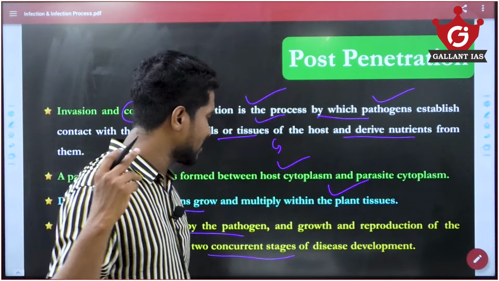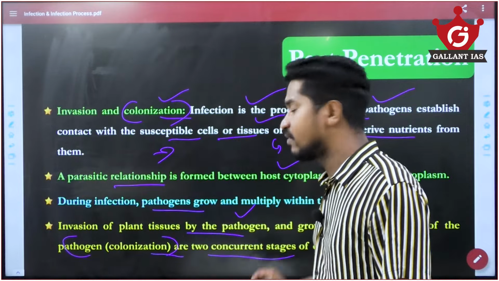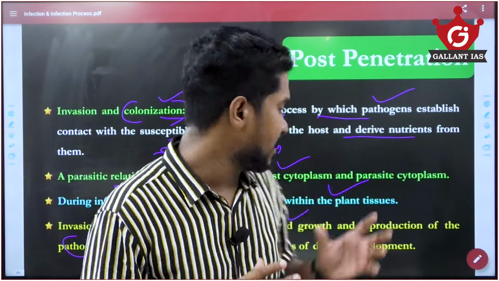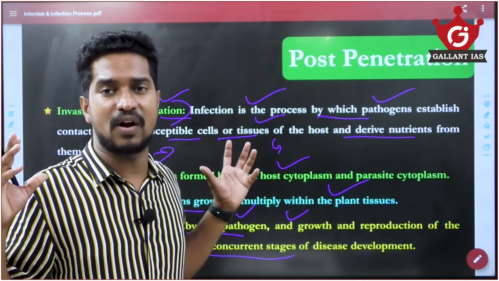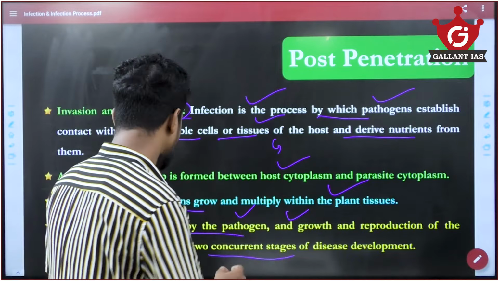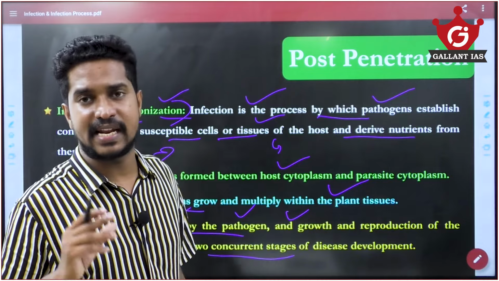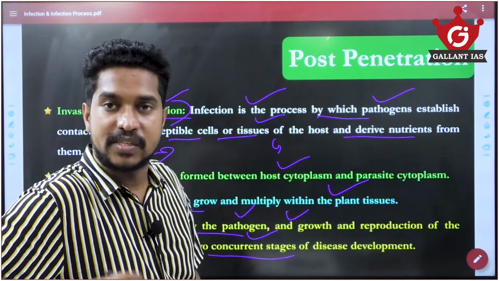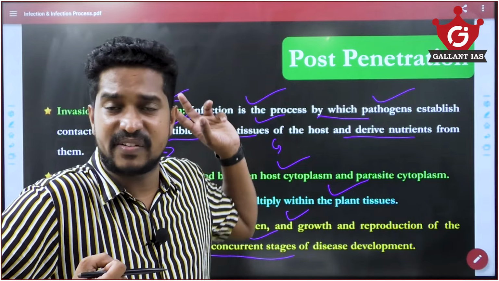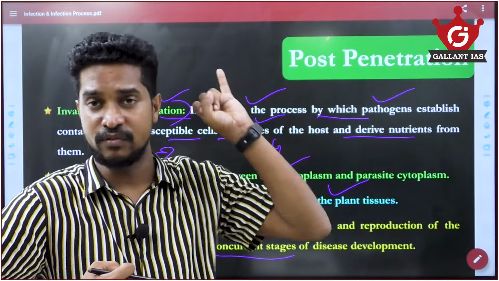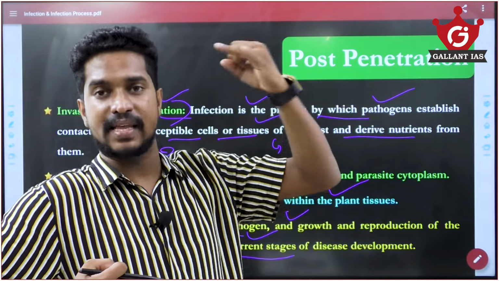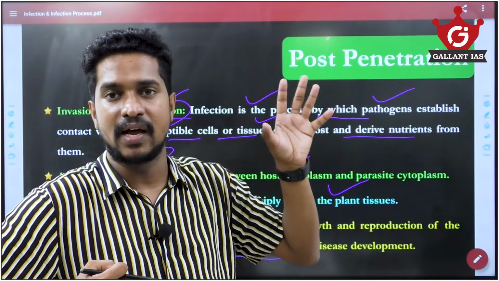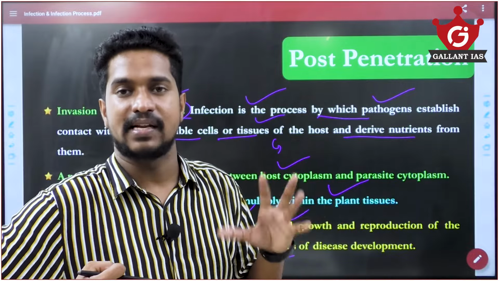So what are the two concurrent stages of disease development? One is the invasion of plant tissues by the pathogen, and the other is the growth and reproduction of the pathogen, which we call colonization. Invasion and colonization are the two concurrent stages. Invasion means they take control over the cells, and colonization means growth and development of the pathogens inside the plant cells or tissues.